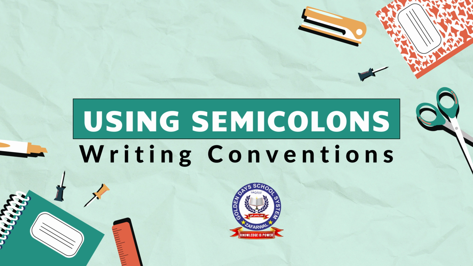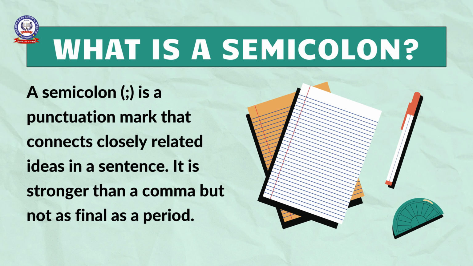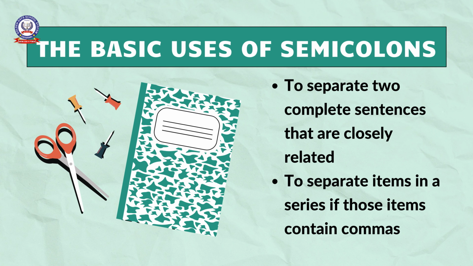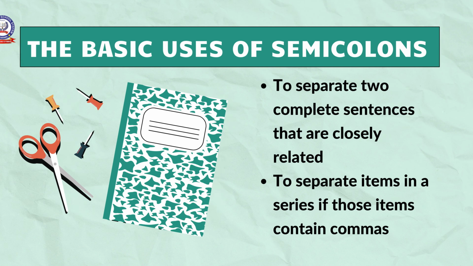Using semicolons. Writing conventions. What is a semicolon? A semicolon (winky face) is a punctuation mark that connects closely related ideas in a sentence. It is stronger than a comma, but not as final as a period. The basic uses of semicolons: to separate two complete sentences that are closely related, and to separate items in a series if those items contain commas.